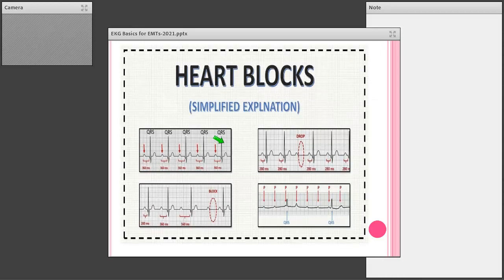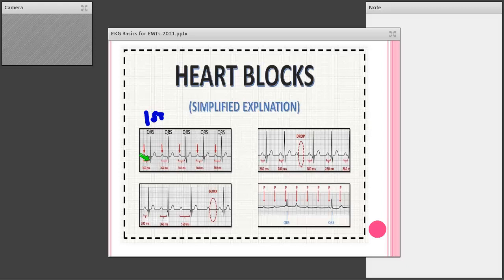So here's a picture of the different heart blocks. So this one right here is a first degree. So you can see down here with the P waves, there's quite a distance between the beginning of the P wave and the beginning of the QRS complex. It is 360 milliseconds. So it looks like it's about 2 boxes, actually, if I'm seeing that right.